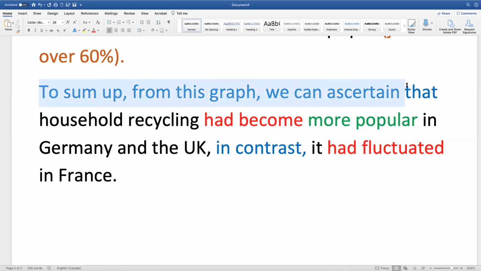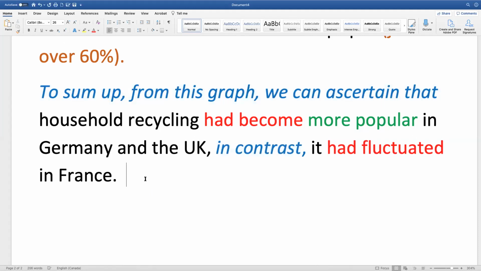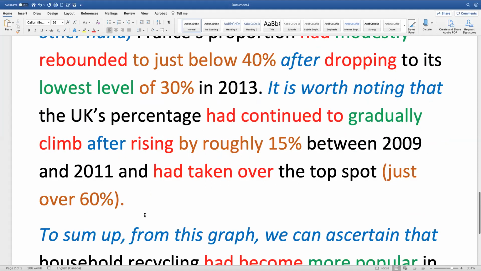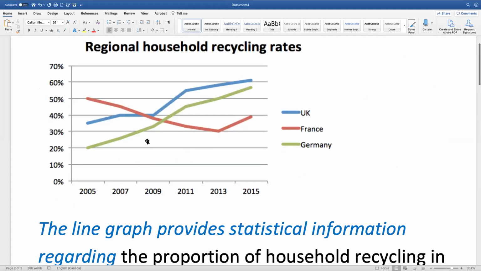I don't really see any other trends in here. More popular, fluctuation. Good. So let's review. Go ahead, Michelin.